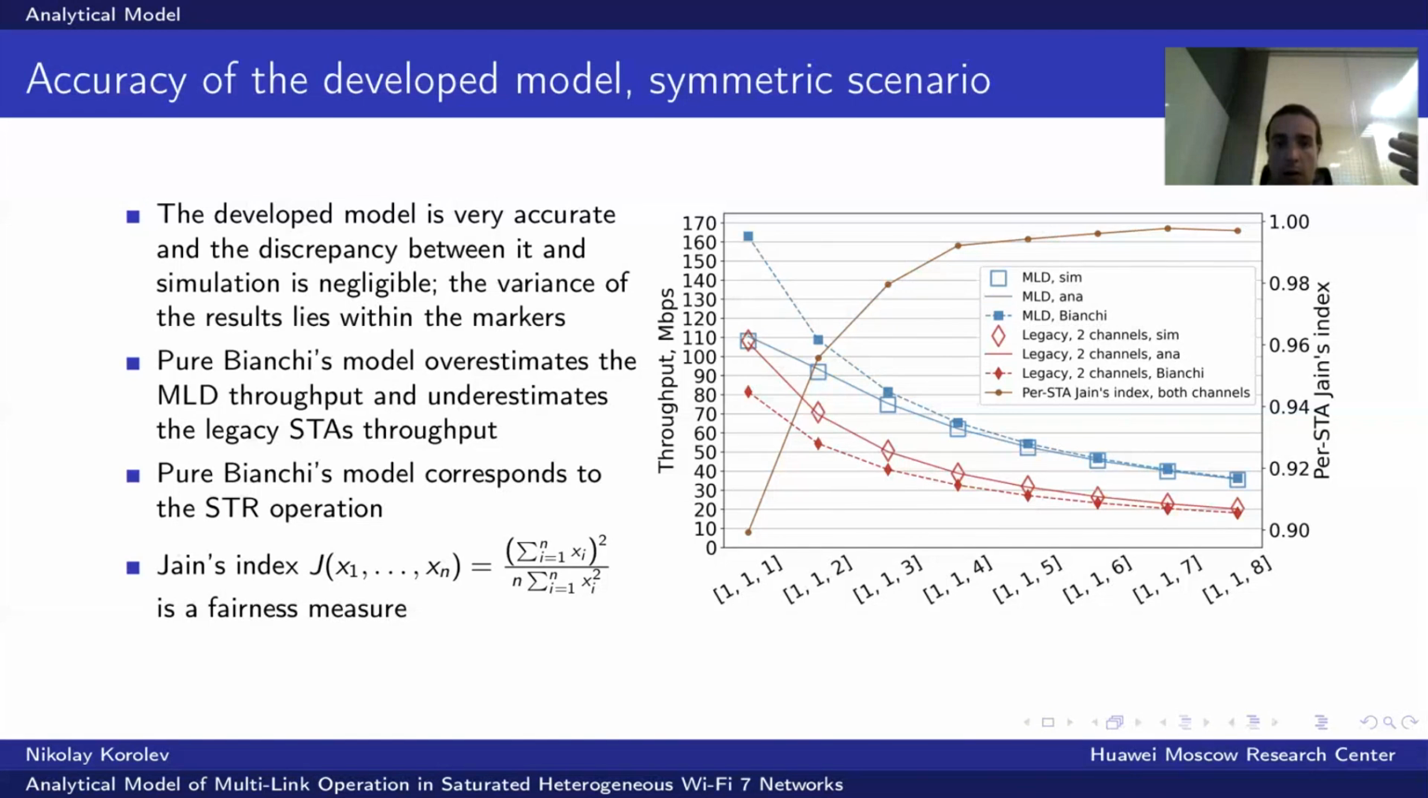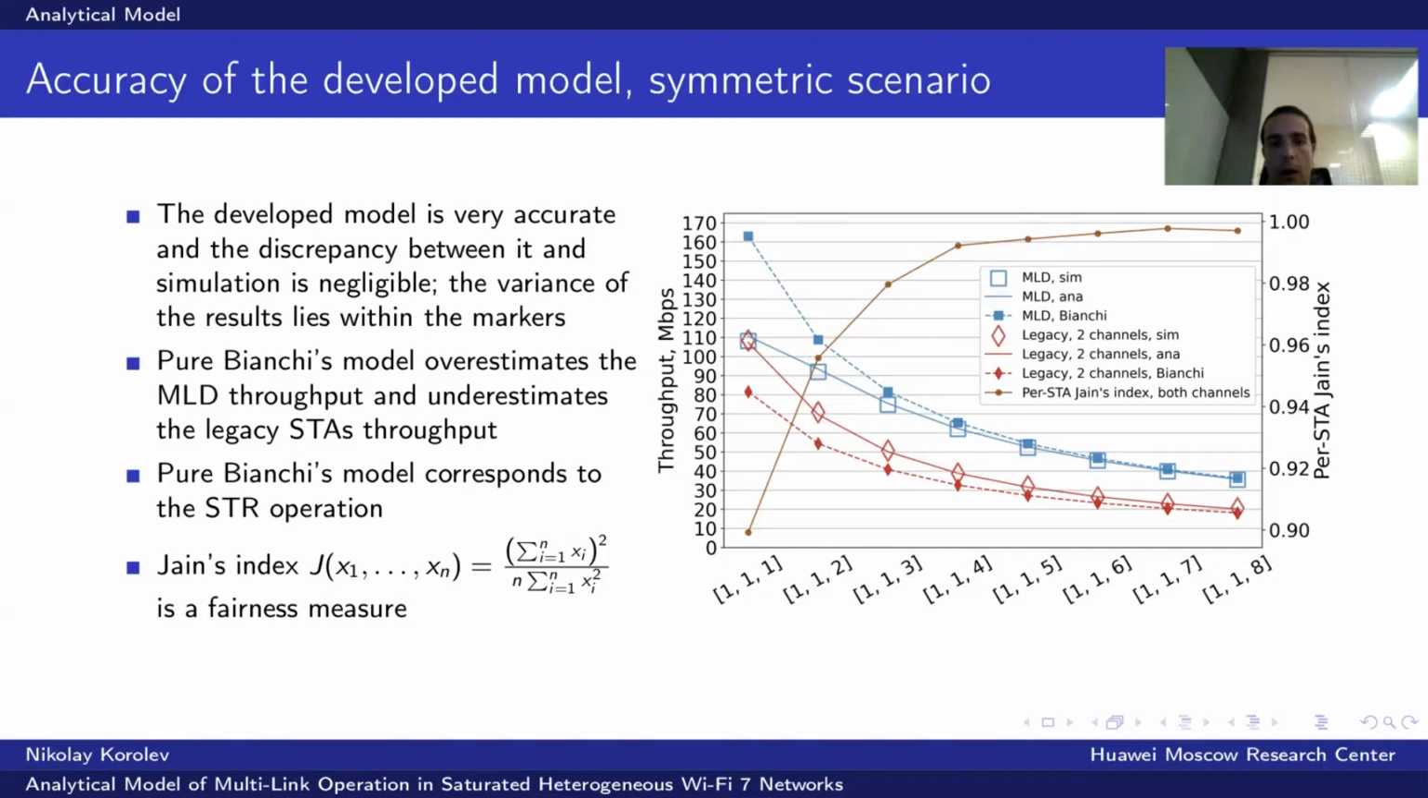Well, calculate the throughput of each individual station separately in different channels, and then just sum up the obtained values over different channels. It is very similar to STR operation, when we don't have such a restriction that transmitting in one link prevents reception in another one.